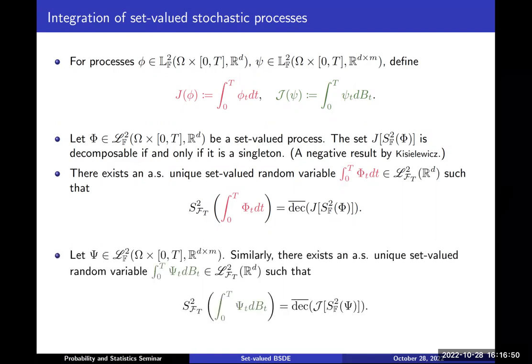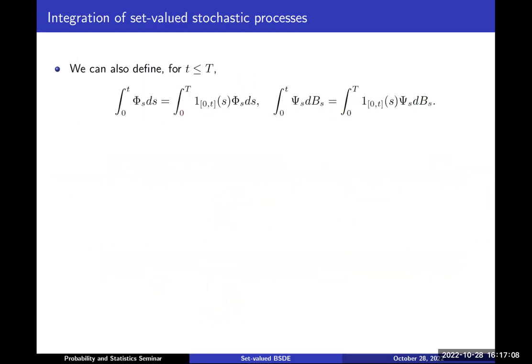We can do the same for the stochastic integral, the dt integral. Just take the image, take the decomposable hull, and then there's a corresponding random set, which we can call the stochastic integral of the set-valued process. If you want to define the integral from 0 to little t or t to capital T, that's doable. You just play with indicator functions as you can also do in the vector-valued setting.